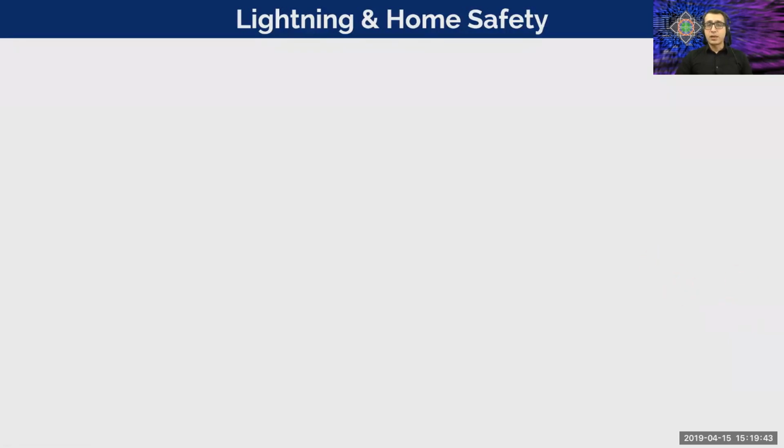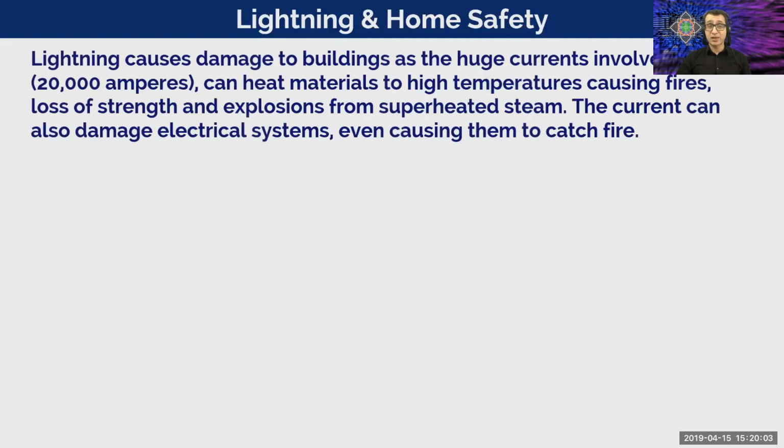Okay, so lightning causes damage to buildings, and the reason for that damage is because of the huge currents involved. Now, I want you to hold on to this idea because later on we're going to be talking about the domestic uses of electricity and electrical safety in the home, but it's the same principle. It's the flow of electric charge. In the case of lightning, something like 20,000 or more amps, which can heat materials to high temperatures, causing fires, and also loss of structural strength.